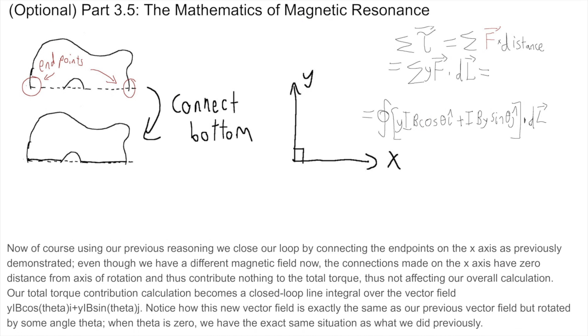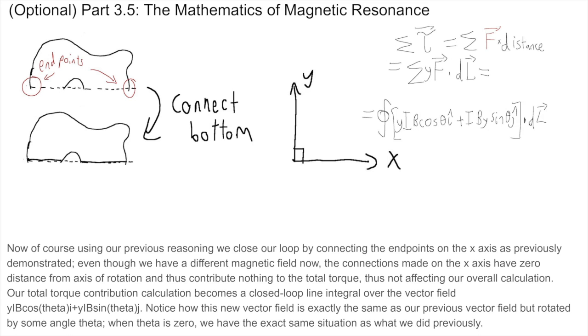Now, of course, using our previous reasoning, we close our loop by connecting the endpoints on the x-axis as previously demonstrated. Even though we have a different magnetic field now, the connections made on the x-axis have zero distance from the axis of rotation and thus contribute nothing to the total torque, not affecting our overall calculation. Our total torque contribution calculation becomes a closed loop line integral over the vector field y I b cos theta i plus y I b sine theta j. Notice how this new vector field is exactly the same as our previous vector field, but rotated by some angle theta.